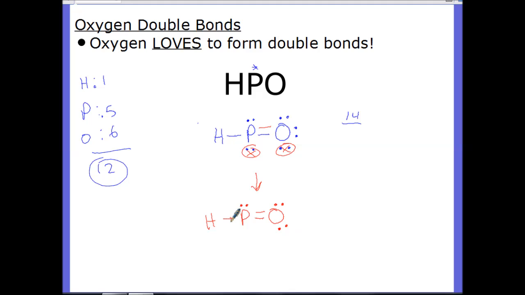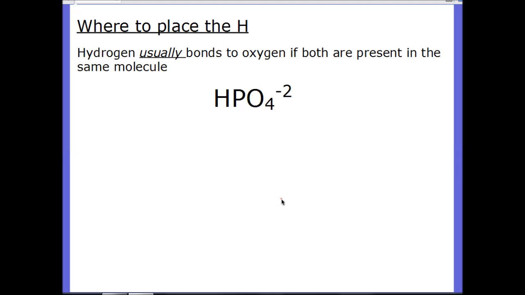And we're good. So let's go ahead and check it. 2, 4, 6, 8, 10, 12. And that is the correct Lewis structure for HPO. Alright, let's take a look at our last example for today. Oftentimes what happens is you're not sure where to put the hydrogen, and oftentimes you're going to be putting it on the central atom, and that's going to be incorrect.